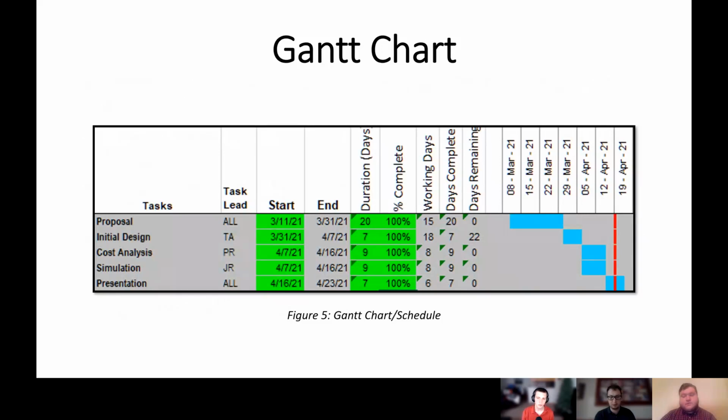Here's our schedule for the project in the form of a Gantt chart. The dashed red line is the current date. Proposal, initial design, cost analysis, simulation, and presentation were all of our tasks on our Gantt chart, and they were all on schedule. We met roughly 1 or 2 times a week to finish this project on time.